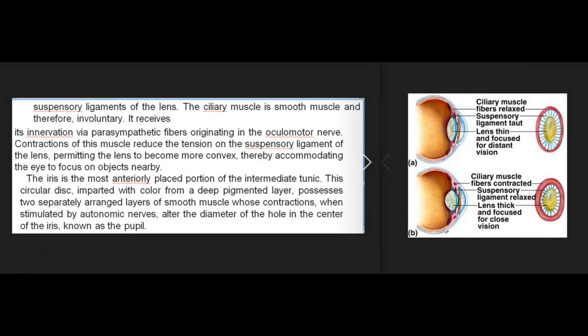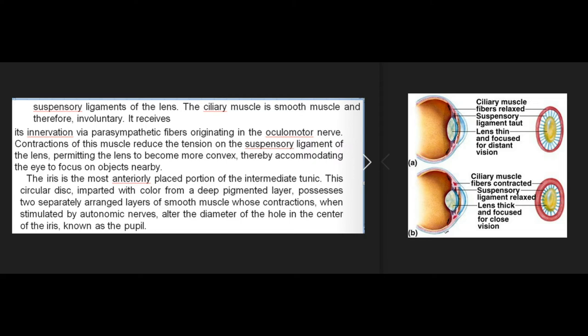The ciliary muscle is smooth muscle and therefore involuntary. It receives its innervation via parasympathetic fibers originating in the oculomotor nerve. Contractions of this muscle reduce the tension on the suspensory ligament of the lens, permitting the lens to become more convex, thereby accommodating the eye to focus on objects nearby.